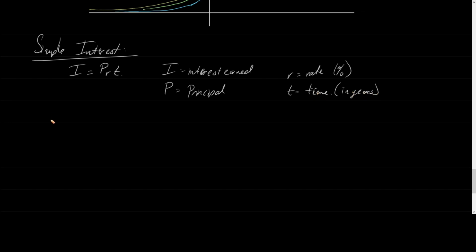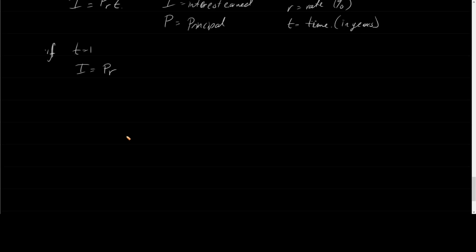Now, if we let T be equal to 1, all right, so let's just consider what happens over 1 year. Over 1 year, the interest is going to be just I is equal to PR. All right. Now, at this point, let's look at this table. Let's look at how we can compound all this interest. So we're going to talk about compounded interest, and it's going to be based off here.